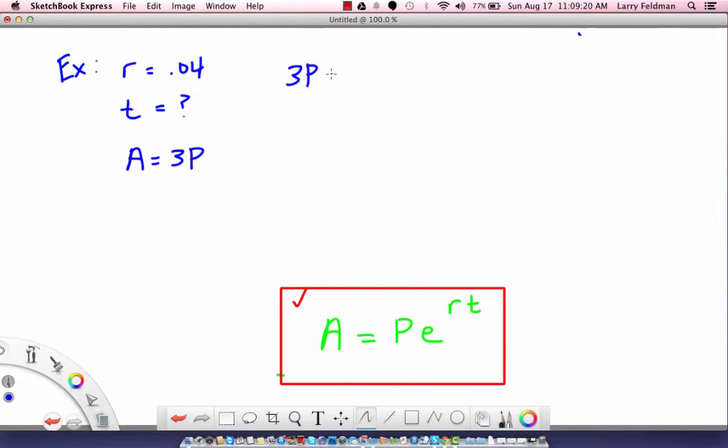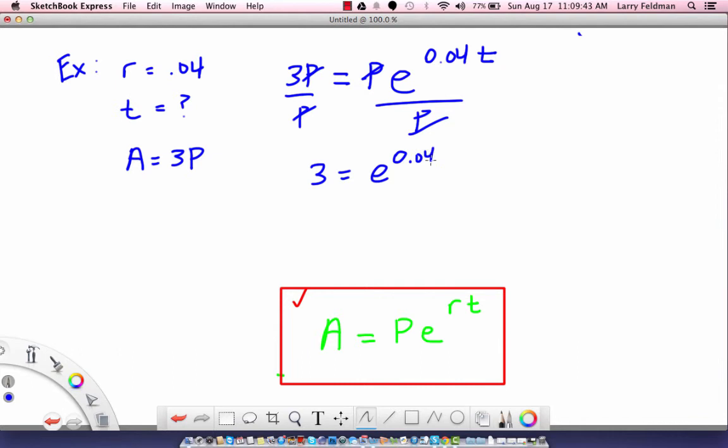So we substitute what we know into the formula. A is 3P. We still have P on this side, e to the rt, like that. We divide both sides by P, and we get 3 equals e to the 0.04t. Now we have to take the natural log of both sides. The natural log of 3 is roughly 1.099.